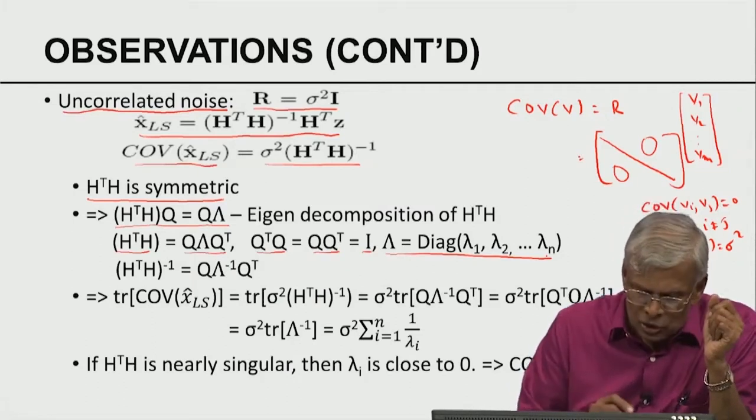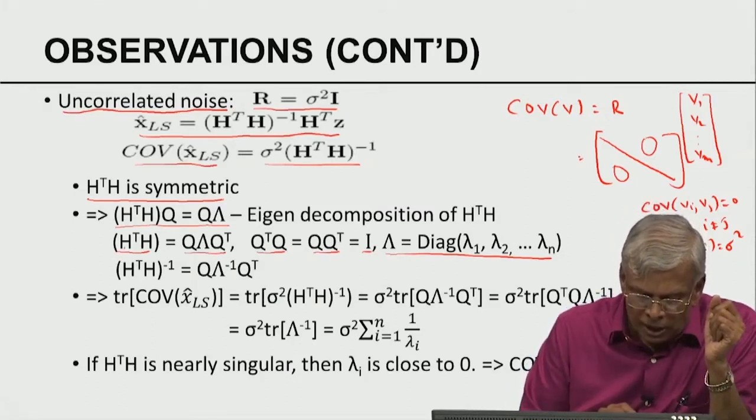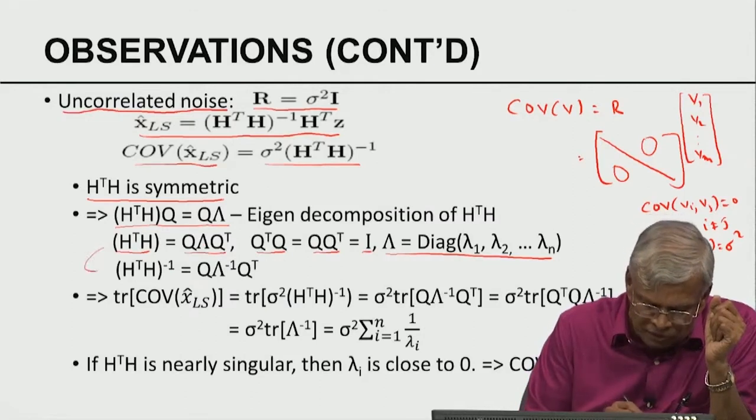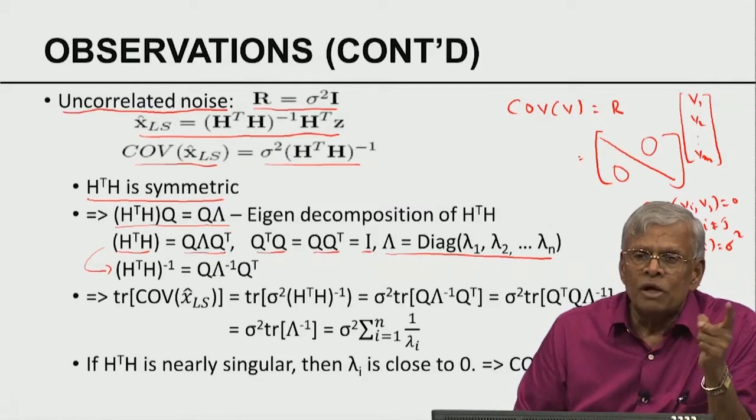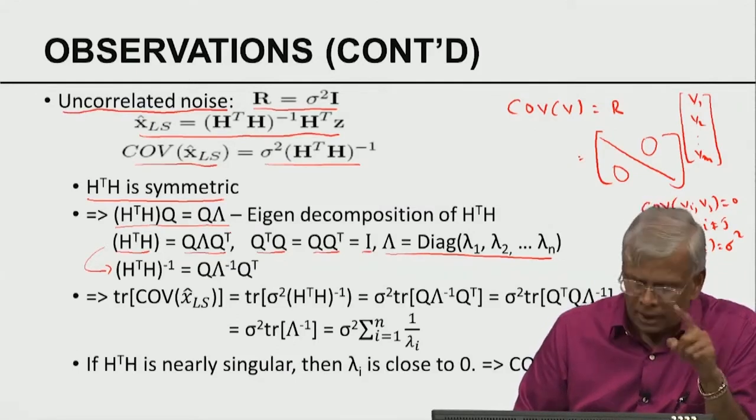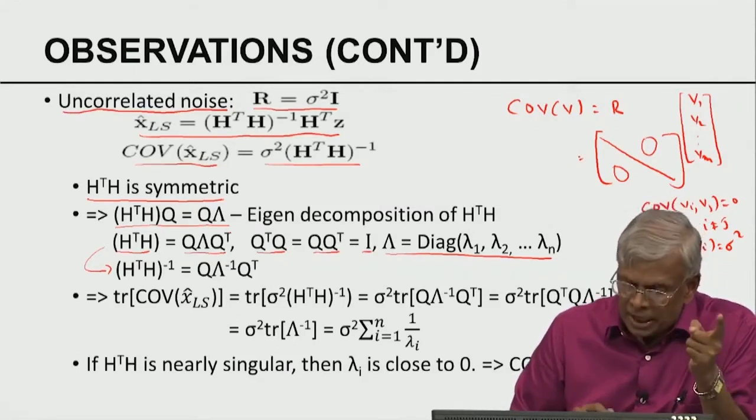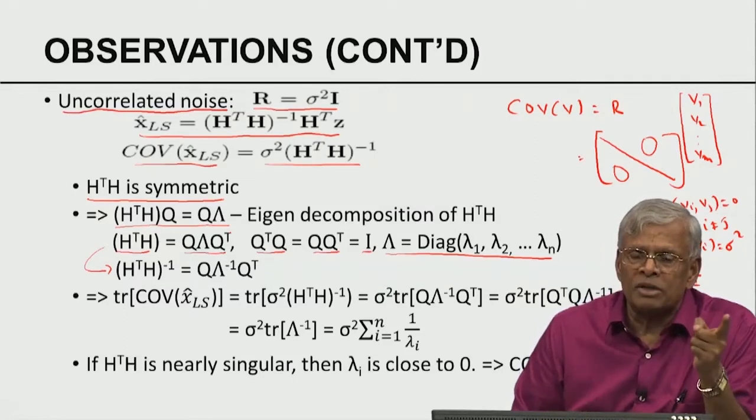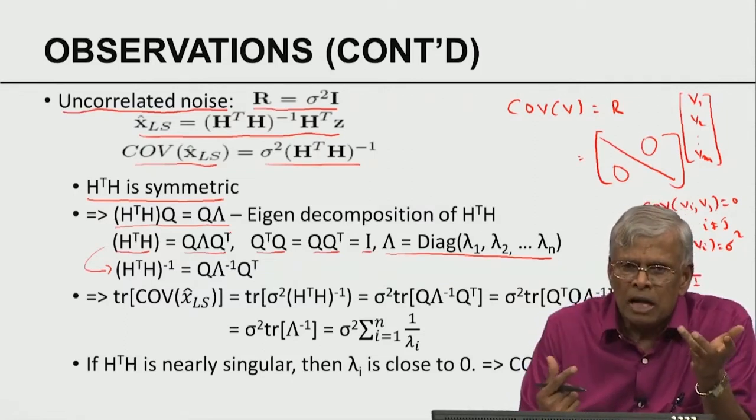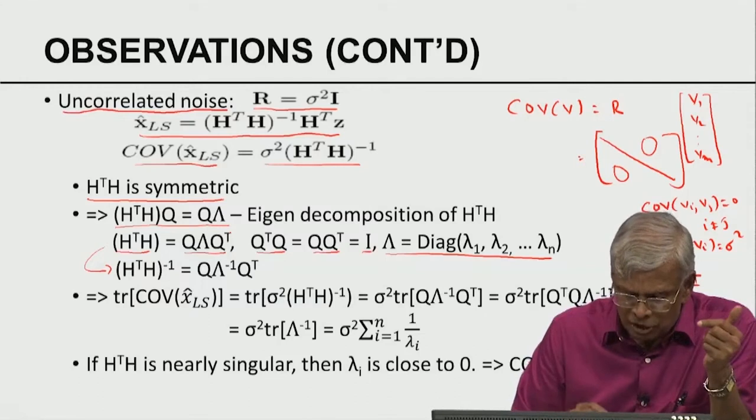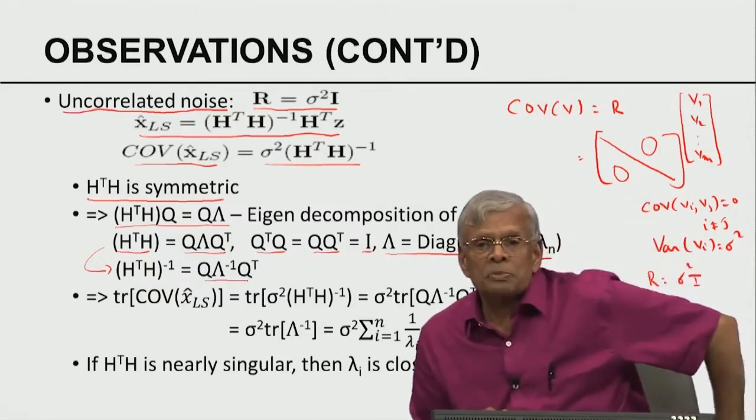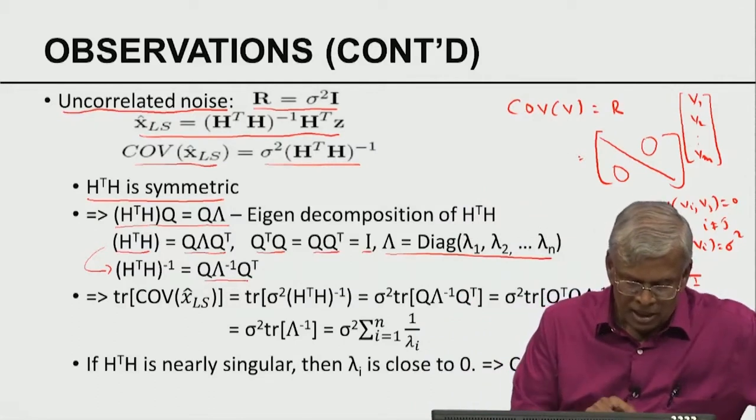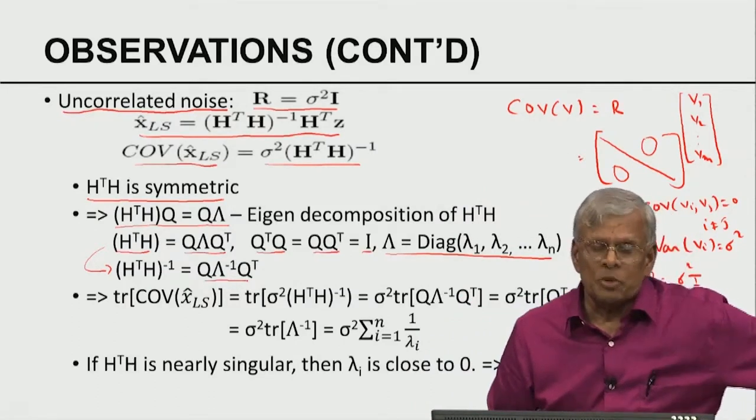So given that H transpose H is equal to this, its inverse is equal to the inverse of the right hand side. We already know the inverse of the product is the product of the inverses. In the case of Q, Q is an orthogonal matrix, so its transpose is its inverse. I am combining all those results to get this. This is a very special formula for the H transpose H inverse.